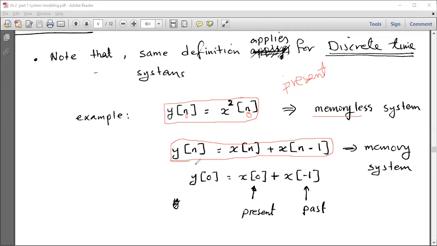Hopefully it's clear. Let's see this system in discrete time: y of n equals x of n plus x of n minus 1. Take any value, y of n at 0, at instant zero. This is the present value, fine so far. But where does this come from? From the past. So you need memory, you need to store this value. So we call it a memory system. The system needs memory.